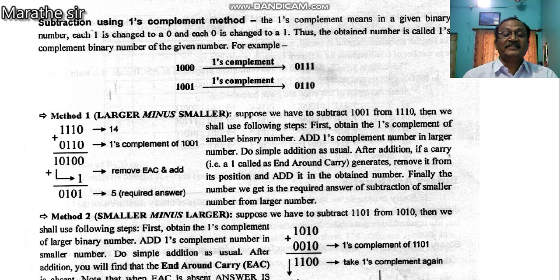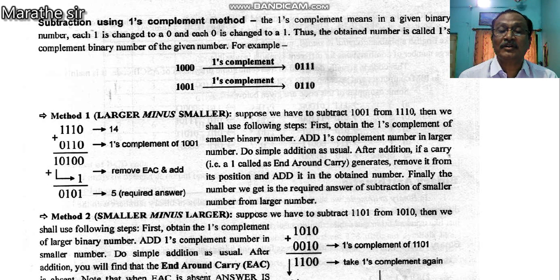In that process, obtain the ones complement of the smaller binary number, that is the number which is to be subtracted. It is converted into its ones complement format. Then add that ones complement of the subtracting number to the given, larger number. After addition, perform the end around carry.